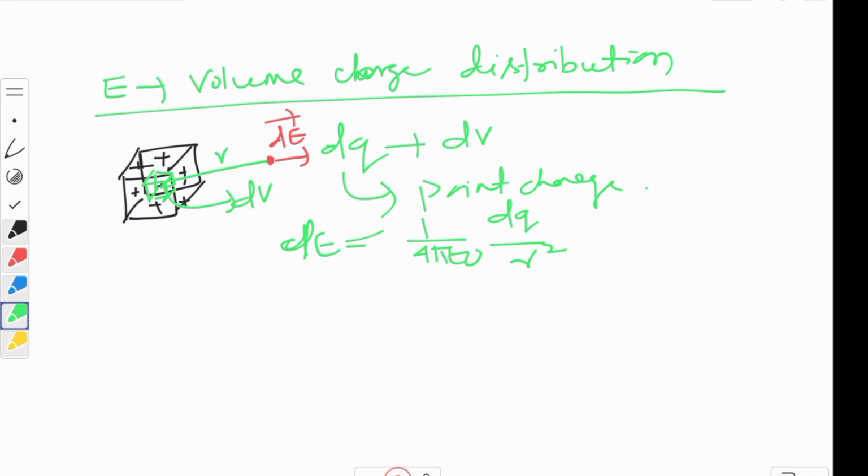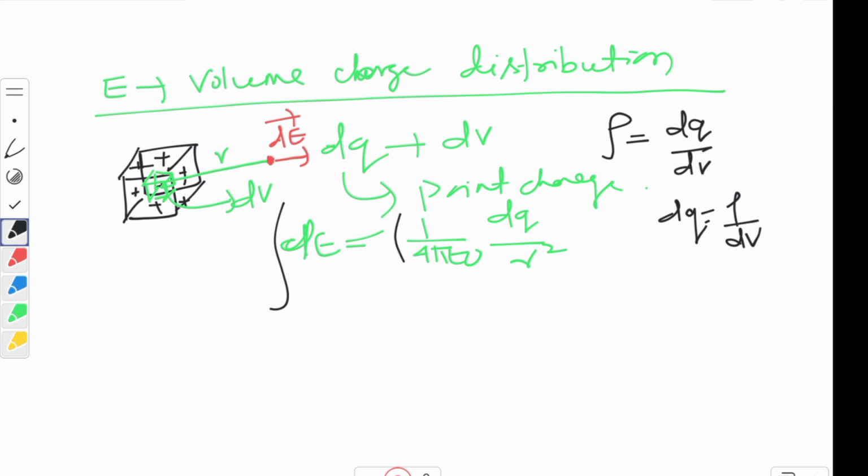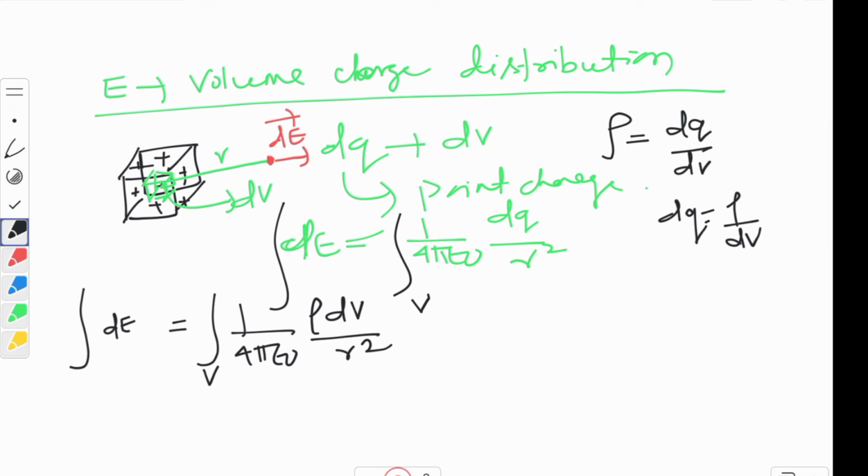Now what we have to do? We know that volume charge density rho is equal to dq by dV. So that means dq is equal to rho dV. So for the entire volume, we have to take the integration like this over the volume. So we'll write dE as 1 by 4 pi epsilon naught rho dV by r square, children.